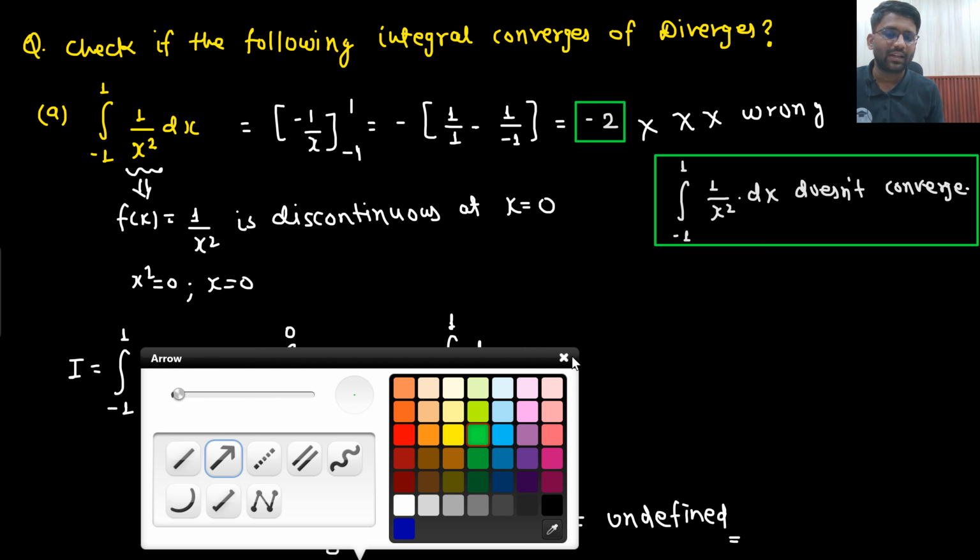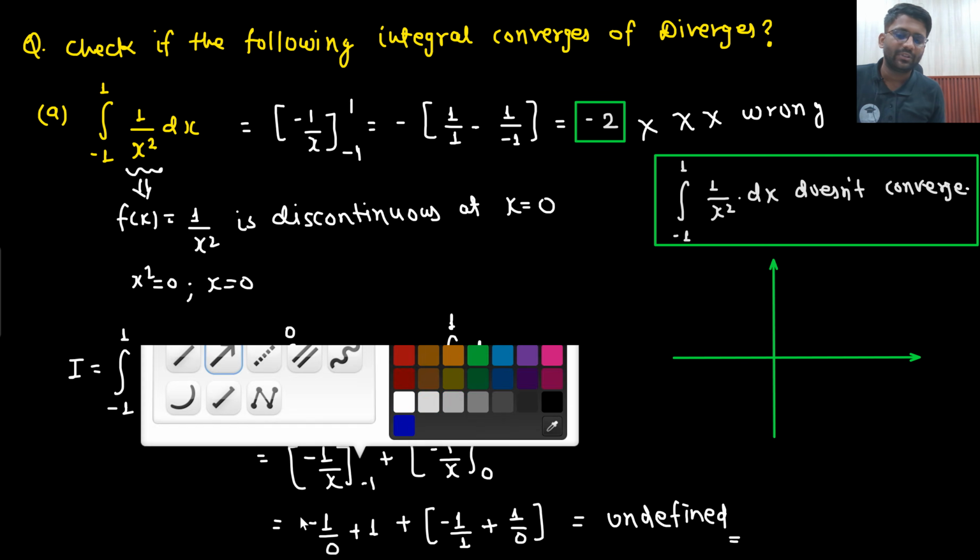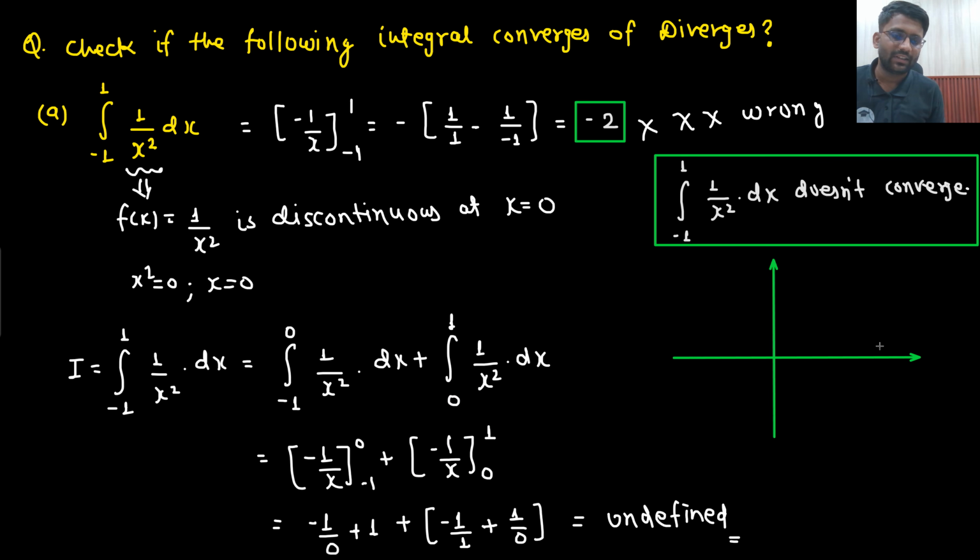If you want to draw the graph of 1 by x square, can you draw it? Yes, sir. At x equals to 0 plus, the value will be infinity. At x equals to infinity, the value will be 0. The graph, sir, we have already seen. The graph goes somewhat like this. And from where to where are we integrating? We are integrating from minus 1 to 1.